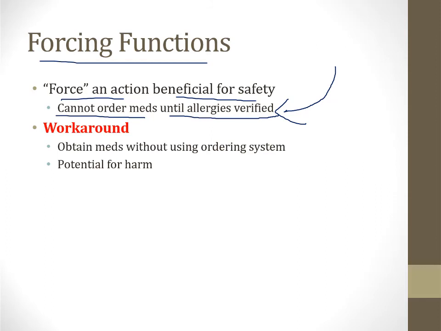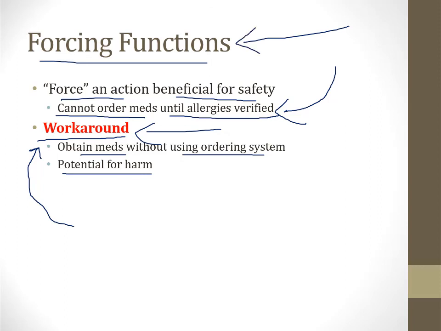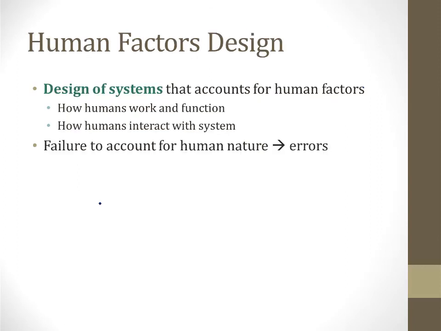One way that these forcing functions sometimes fail is something called a workaround. So, for example, imagine if you couldn't get meds for a patient until the allergies were verified, but nurses obtained meds without using the ordering system. In other words, they had a way to go around the ordering system. There's potential for harm here, and this is called a workaround, and it's a way to get around a forcing function. And it's something that people will start to do if your system has too many forcing functions. They'll start to use workarounds to become more efficient, and you won't get the benefits you expect from the forcing function.